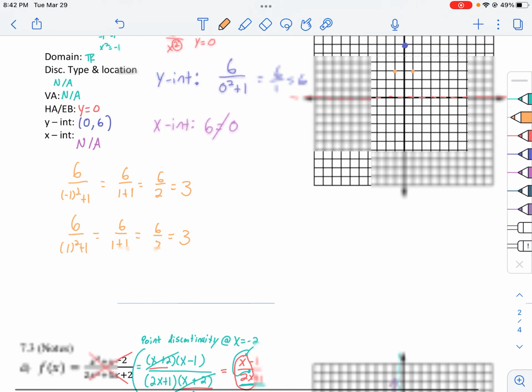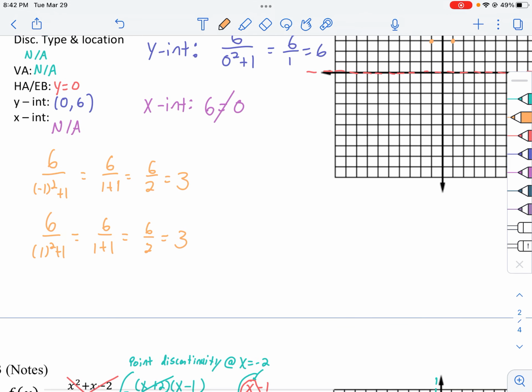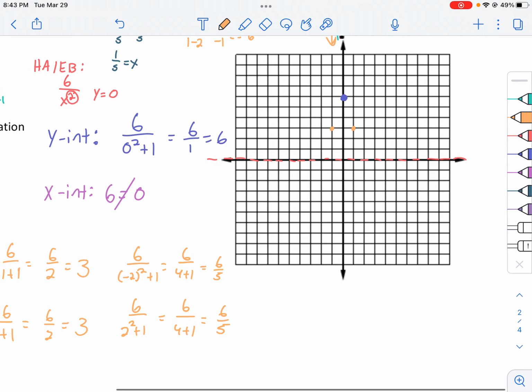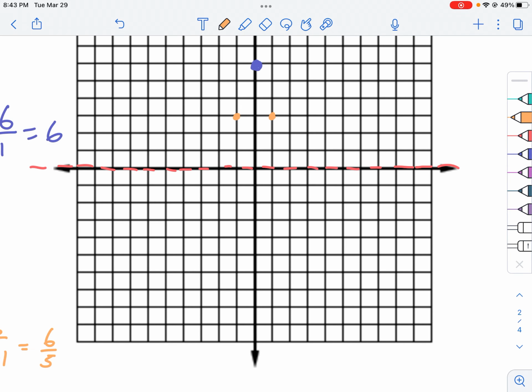Let's go one more over. Let's see what happens. So let's go negative 2. So 6 over negative 2 squared plus 1 would give us 6 over 4 plus 1, which gives us 6/5. If you plug in positive 2, it's going to give you the same answer because you're squaring whatever you plug in. So that's 4 plus 1, which is 6 over 5, so 6/5, right? So that's barely over 1. So we plugged in negative 2, we're barely over 1. Plug in positive 2, we're barely over 1.